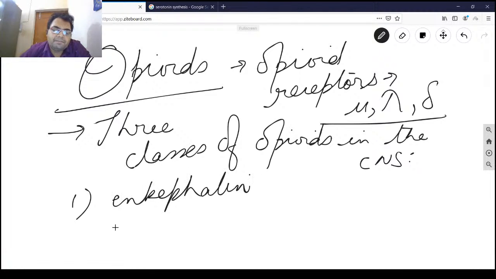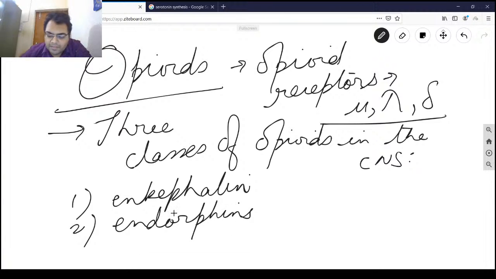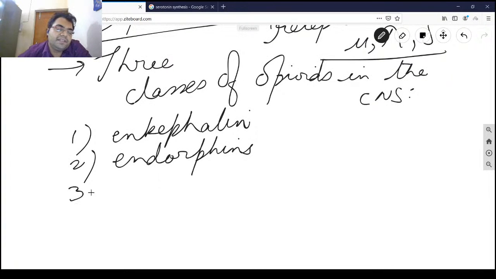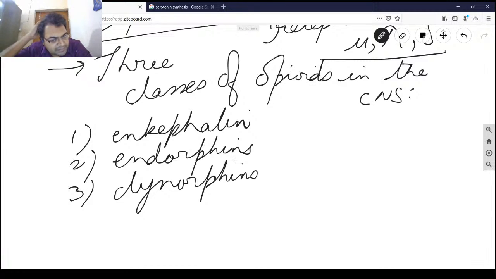Number one is enkephalin. Number two is endorphins. Number three is the dynorphins. So these are the three classes of neuromodulators which belong to the opioid class, okay. Now the primary function of opioids, it's still under research, is probably to relieve pain, okay, that is there.